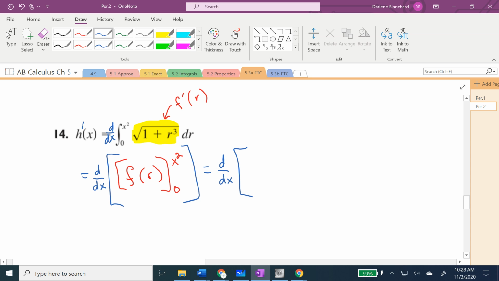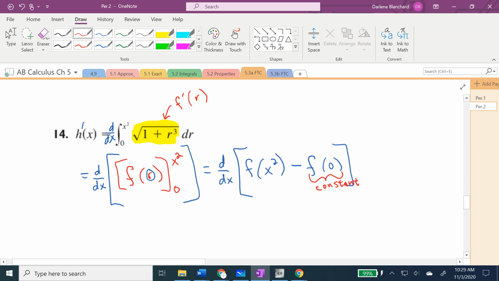When I plug the x squared into the r, I get the function f of x squared minus, I plug the 0 in, negative f of 0. I want to realize that when I plug that 0 in, I am getting a constant. So when I take the derivative, it's just going to disappear.